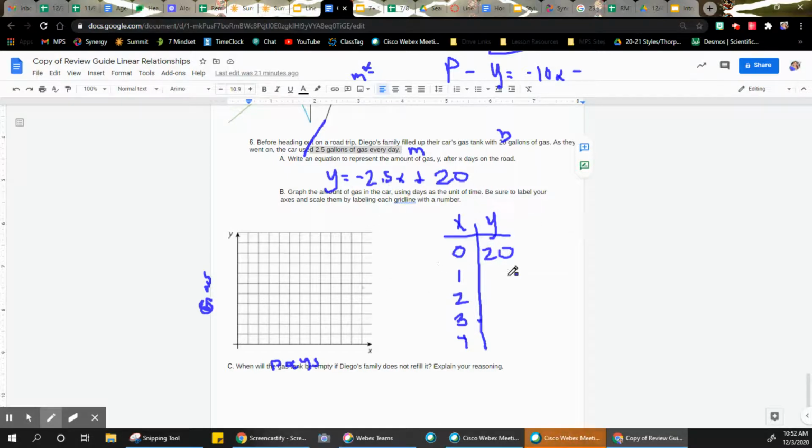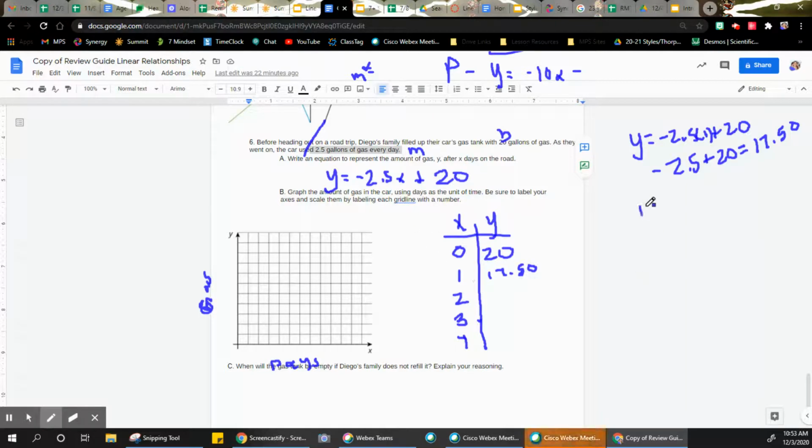But now let's figure out for 1. So y equals negative 2.5 plus 20, and that's times 1 because x is 1. So negative 2.5 times 1 is negative 2.5 plus 20. Let's think about it this way. If I owe you $2.50 and I have 20 in my pocket, I'm still going to have $17.50 at the end of the day. So there's $17.50.